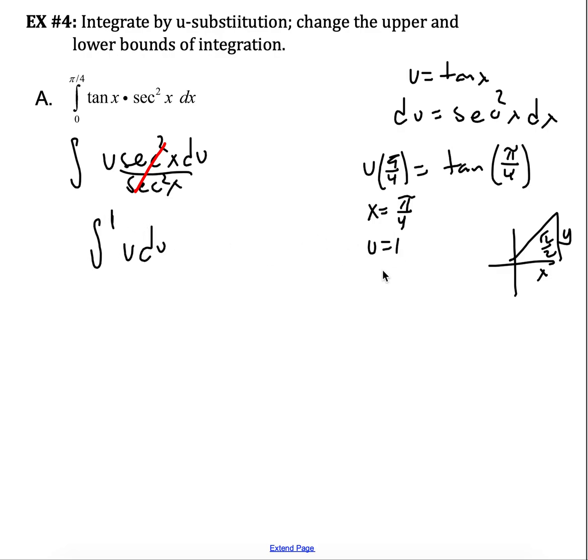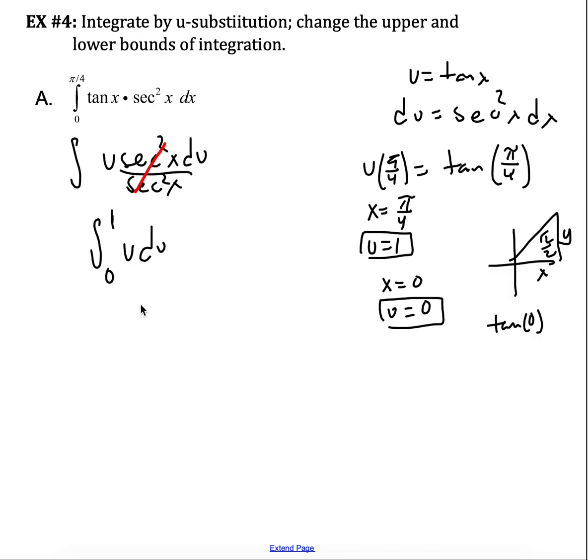So now I change that upper limit, and then I do the same for the lower. When x is equal to 0, what is our u value? What is tangent of 0? Tangent of 0 is 0, so u is equal to 0. Now I have the upper and lower bounds for integrating u, and this is going to make it a lot easier. Instead of switching back to x, tangent x, and using pi over 4 and 0, we're going to integrate from 0 to 1 for u.